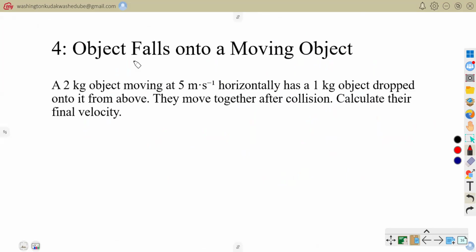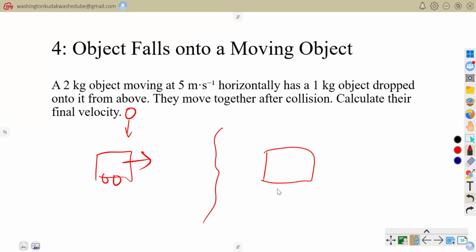Our fourth and final scenario says an object falls onto a moving object. You would have a trolley that is initially moving in that direction, and then there is an object that would be thrown onto that trolley. And then at some point after, you would find that object inside the trolley and they'll be moving together. That is the scenario.